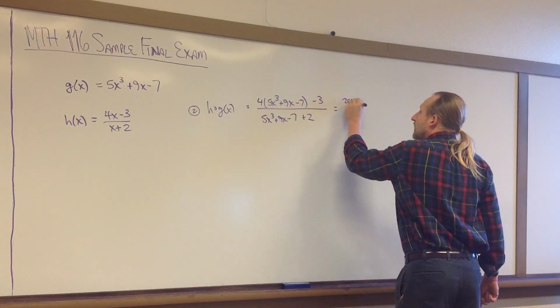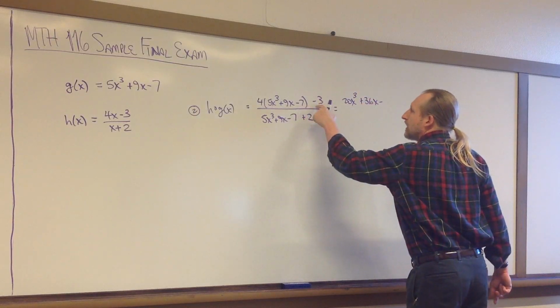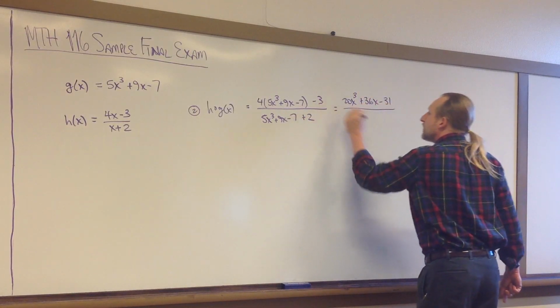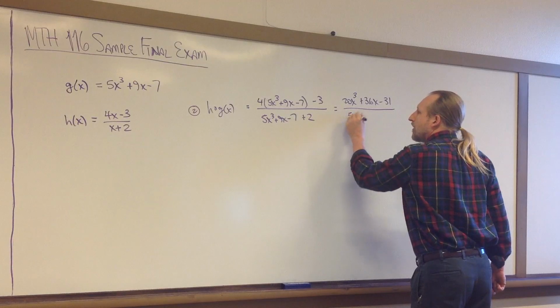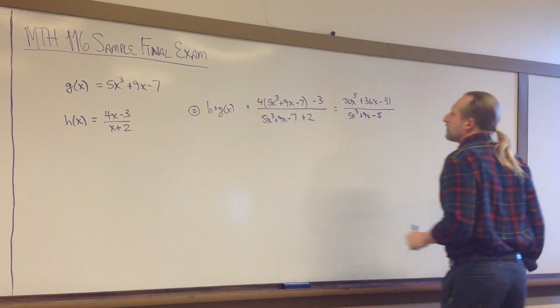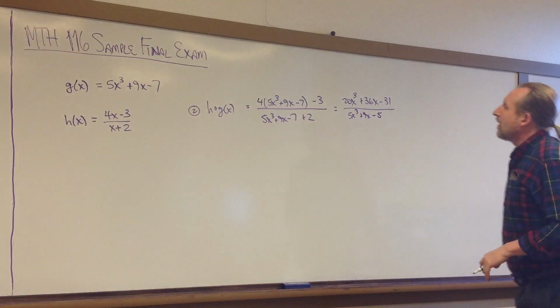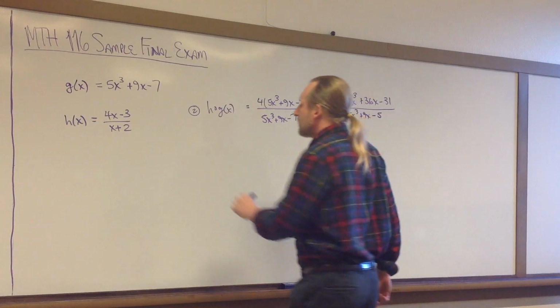So 20x to the third plus 36x minus 28, and then another minus 3 will be minus 31. Then 5x cubed plus 9x minus 5. The minus 7 and the plus 2 makes minus 5. And there's nothing more that we can really do with that. So we'll just leave it the way that it is.